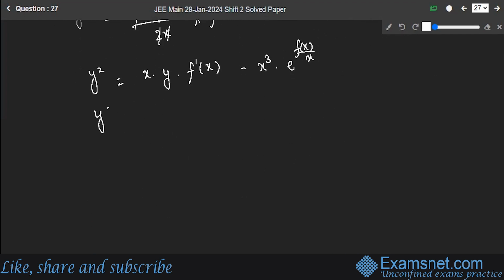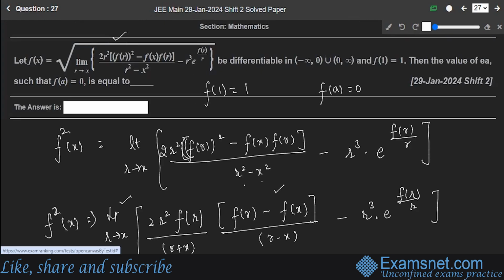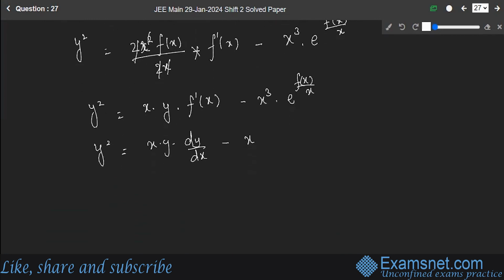So you have y square is equal to x into y. F dash x I will write in the form of y dy by dx minus x cube into e power fx upon x. Let's do one thing. Fx, I will write fx as y only. X cube into e power y upon x. See what I have done in the whole question. I have changed fx as y and f dash x as dy by dx. Okay. Now let's do one thing.